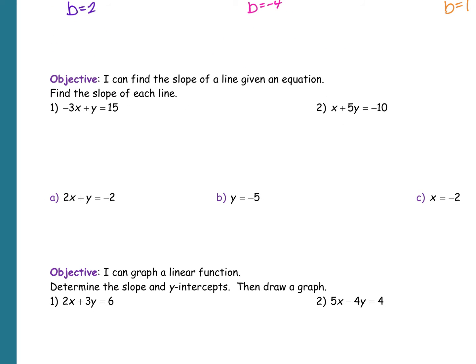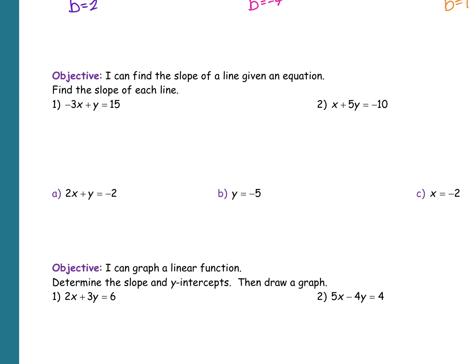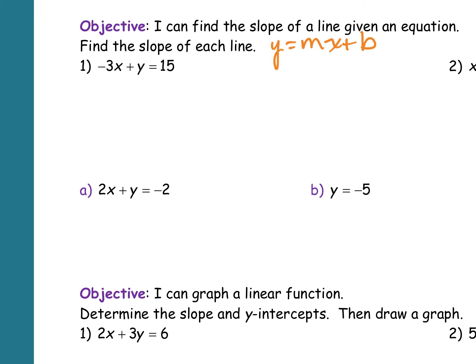So the next one, same thing, only this time instead of the y-intercept, they want me to find the slope. Again, it needs to be in y equals mx plus b, right? So I'm going to solve for y. On number 1, I'm going to add 3x, and I get y equals 3x plus 15. What's my slope? 3. Okay. Questions?